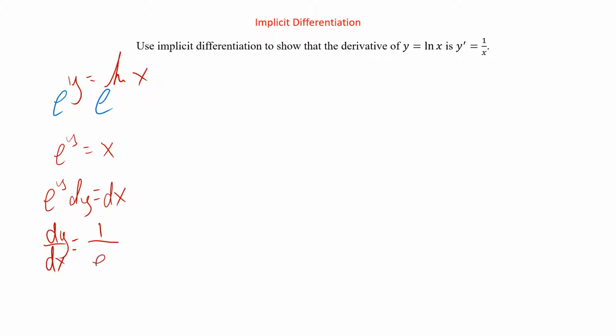Then divide by e to the y. So we have 1 over e to the y. We don't particularly want e to the y in the equation. What does e to the y equal? E to the y equals x. So we can plug that in. dy over dx equals 1 over x. That's why the derivative of natural log is 1 over x. You can use the same process to show what the derivative of log of any base is.